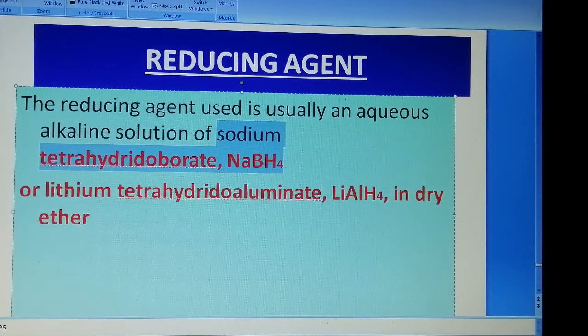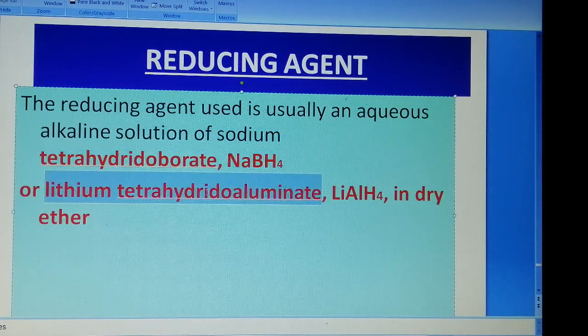And another reducing agent is lithium tetrahydroaluminate. Lithium, Li. Aluminum means Al. Tetra means again 4 and H hydro. So lithium tetrahydroaluminate, or we will say it as lithium aluminum hydride, in dry ether. Ether is a compound that is ROR. The general formula of ether is ROR. So these two are the reducing agents.